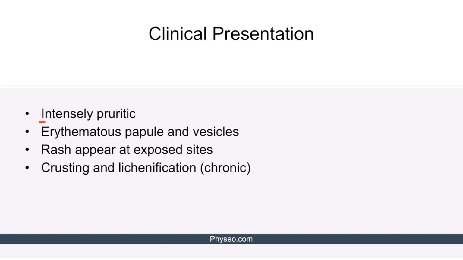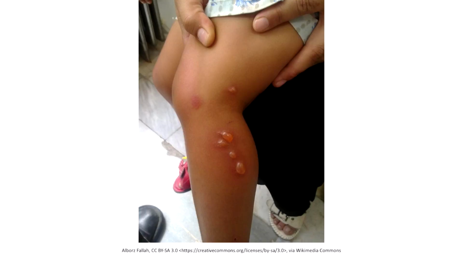And patients present with intensely pruritic erythematous papules and a vesicular rash over the exposed sites. And the chronic stage is characterized by crusting and lichenification of the skin. Here's a case of allergic contact dermatitis in a 3-year-old girl with vesicles over her left leg, and that appeared after contact with poison ivy.